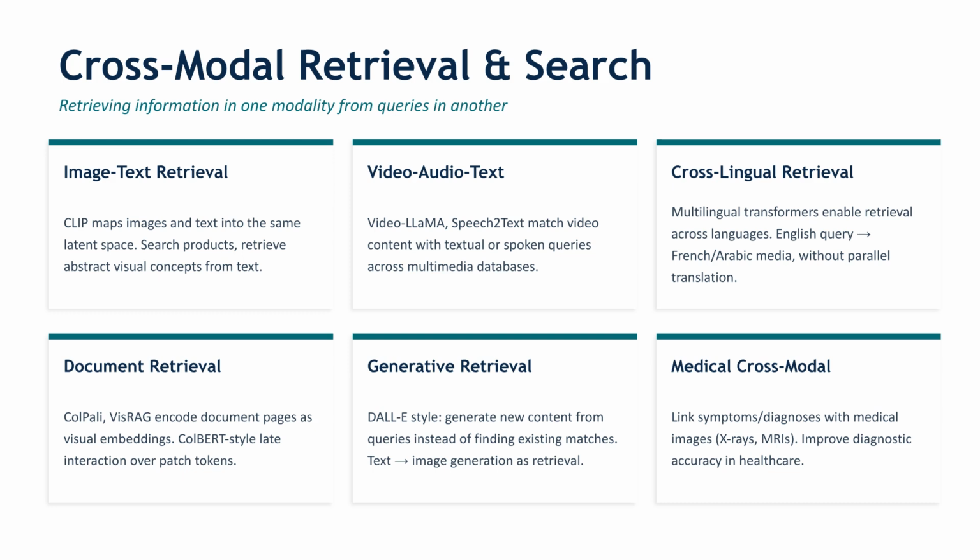Document retrieval, using approaches like Kernel Pali and Visrag, encodes entire document pages as visual embeddings. The Colbert-style late interaction over patch tokens is particularly interesting because it enables layout-aware retrieval without requiring an explicit OCR pipeline. Generative retrieval takes a different approach, generating new content from queries rather than finding existing matches, similar to how DALL-E generates images from text. Medical cross-modal retrieval links symptoms and diagnoses with medical images like X-rays and MRIs, improving diagnostic accuracy in healthcare settings. Each of these paradigms addresses a different real-world need, and they all build on the fundamental cross-modal alignment capabilities we discussed earlier.